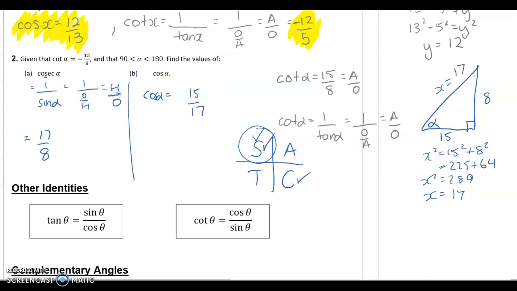But we need to think about the sign of the angle. So we're in the second quadrant. What happens in the second quadrant? Cos is negative. So we want to have minus 15 over 17.